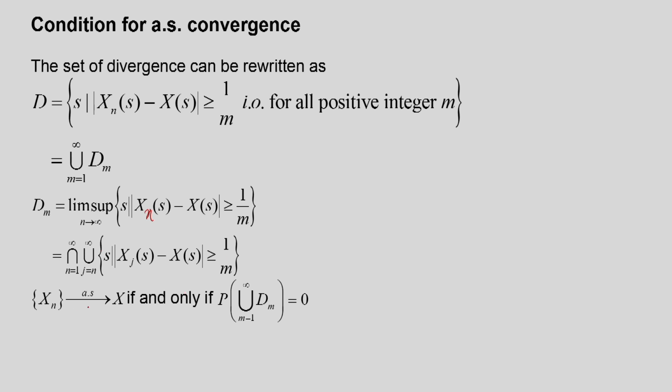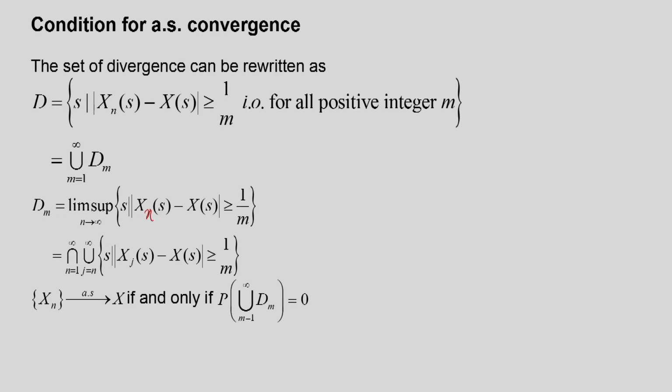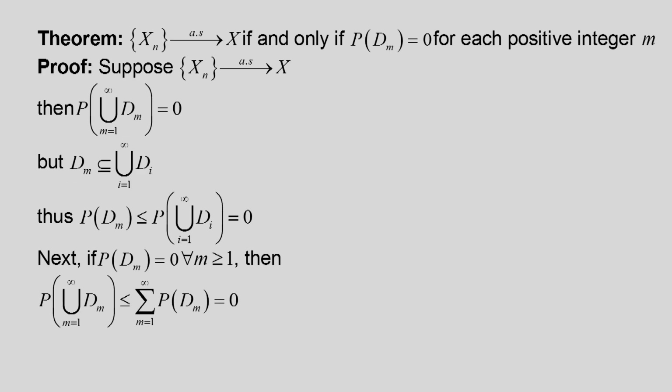Obviously now Xn will converge to X almost surely if and only if the probability of the union of Dm is equal to 0. So we have an if and only if condition: Xn will converge to X almost surely if and only if the probability of the union of Dm, m going from 1 to infinity, is equal to 0. This is a very strong condition. Now, because here we have the union of Dm, m going from 1 to infinity, this condition we want to simplify.